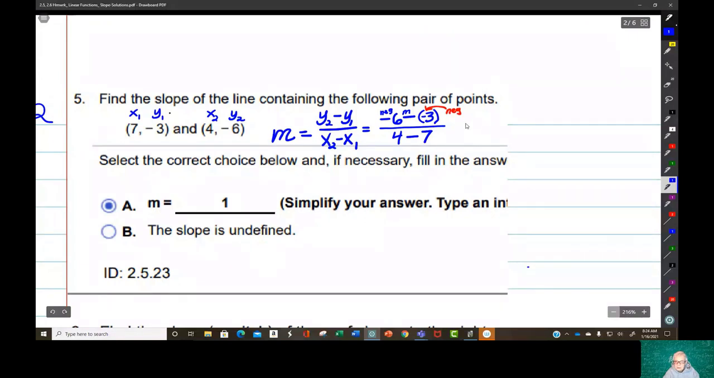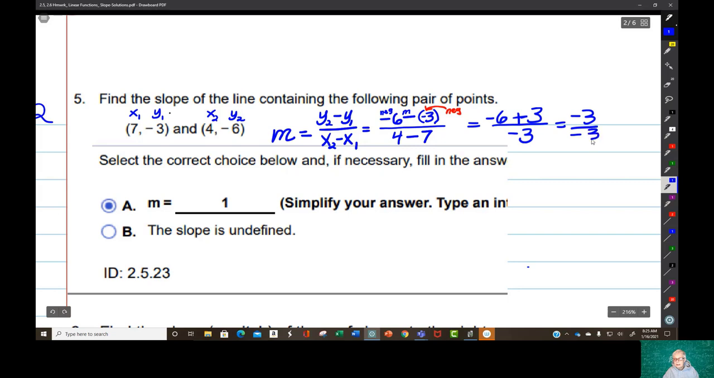However, it's better, of course, if you don't need a calculator for this, but do take a separate step and write negative 6. Whenever you have two negative signs together, you have a plus. And then 3. So this is negative 6 plus 3 over 4 minus 7 is negative 3. Now negative 6 plus 3 is negative 3.